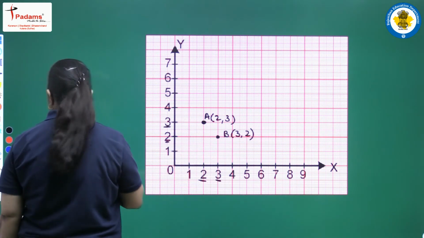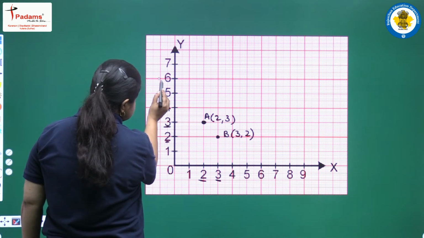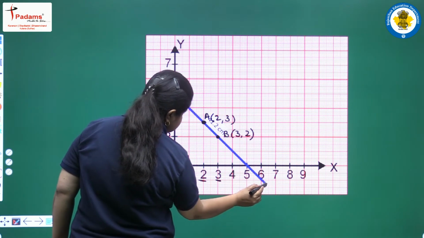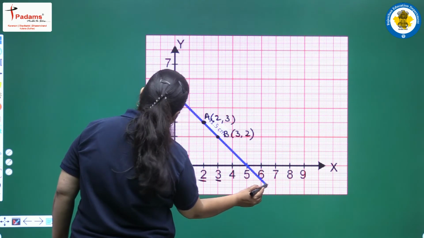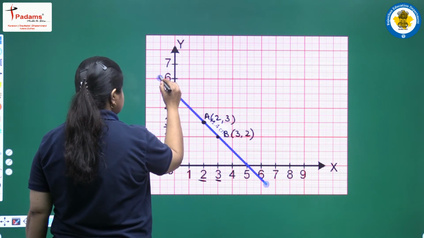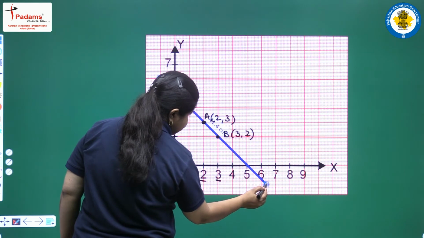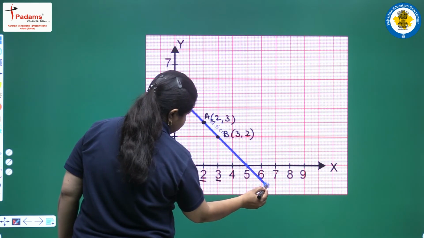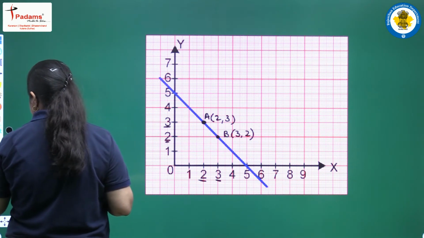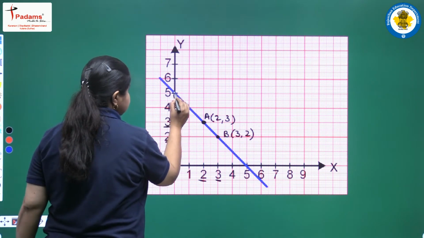Now, we need to join these points. So, we join the points and we will see that if we join these points, it will be meeting the x axis and the y axis, and we need to tell the coordinates of those points also where it will be meeting the x and the y axis. Here we have it. Yes, now come up with the answer. Tell me the coordinates of this point.